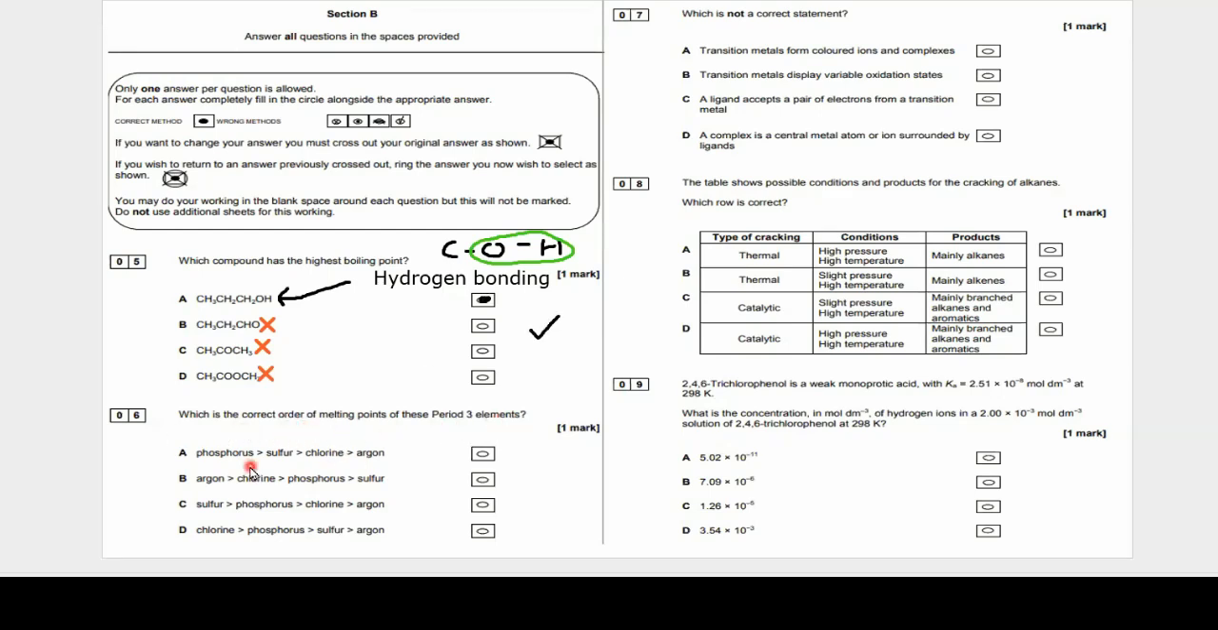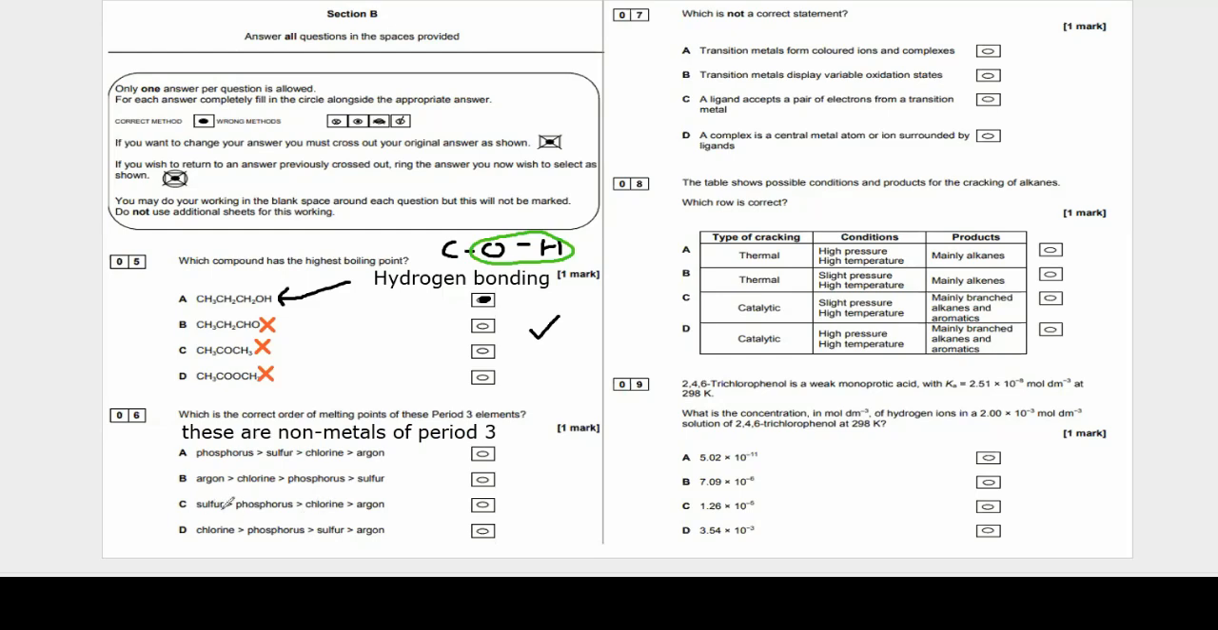Which is the correct order of melting points in the period 3 elements? Now, the metal elements in period 3, the melting point increases as they have more delocalized electrons, so their melting point increases as we go across the period. However, with non-metals, they normally go down. They normally decrease. These are all non-metal elements. Now, it's a bit unusual. The general pattern is a decrease in melting point.